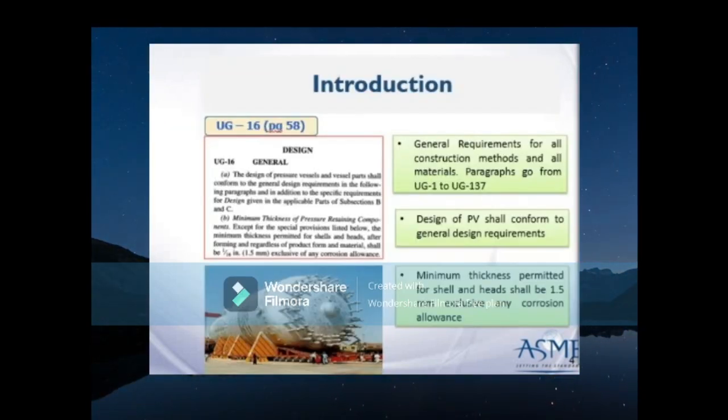The design of pressure vessels and vessel parts shall conform to the General Design Requirements, Part UG-16, in the following paragraphs and in addition to the specific requirements. For the ASME code, the paragraphs run from UG-1 to UG-137. The minimum thickness permitted for shells and heads, after forming, and regardless of product form and material, shall be 1/16 inches, 1.5 millimeters, exclusive of any corrosion allowance.